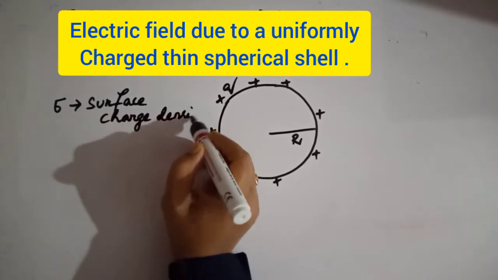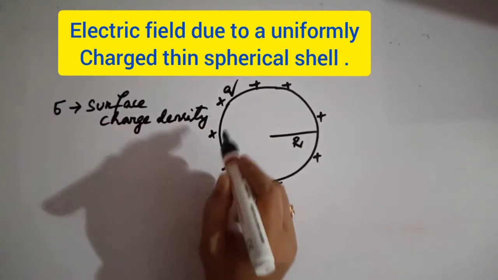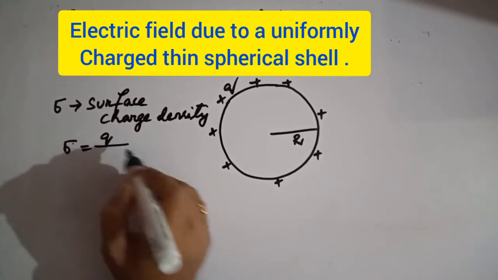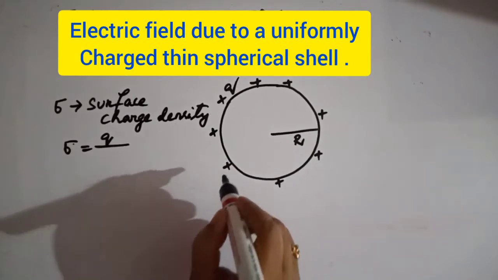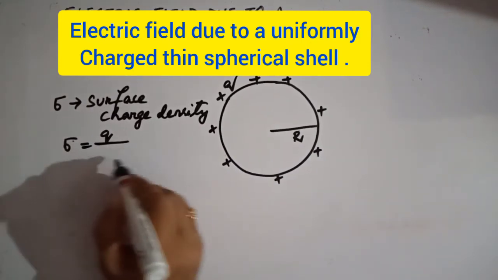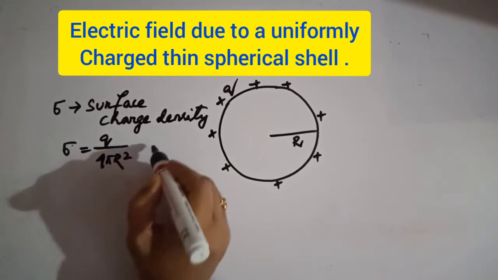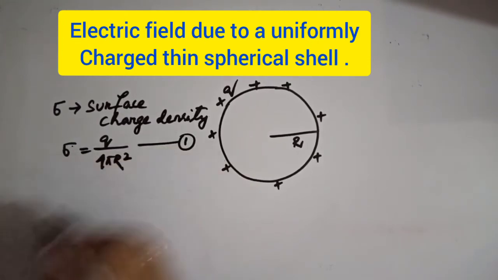Sigma is equal to the total charge on the surface divided by the surface area of this sphere. It is q by 4 pi R square. Let it be equation 1.